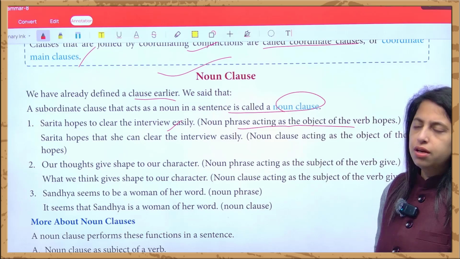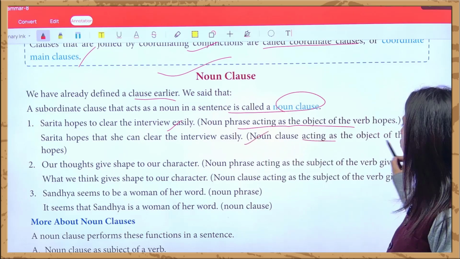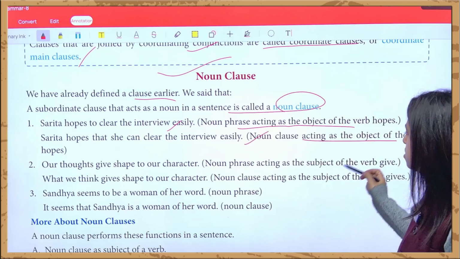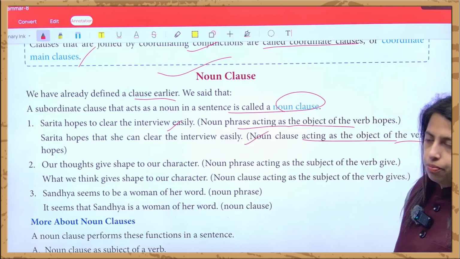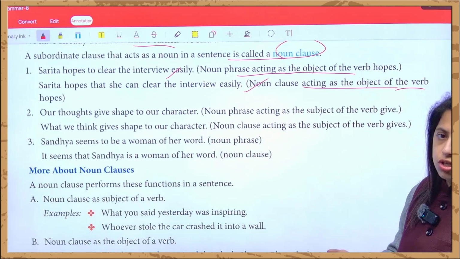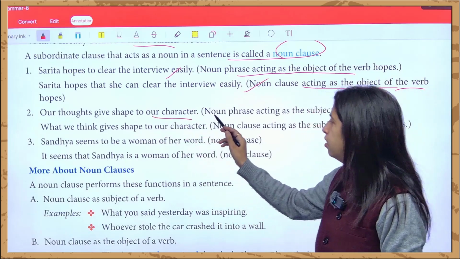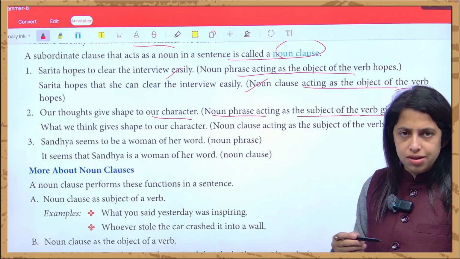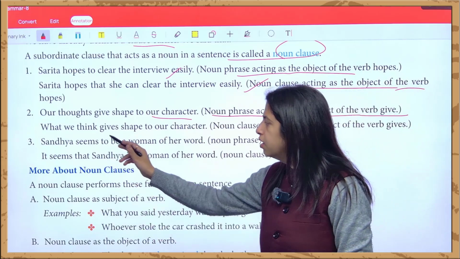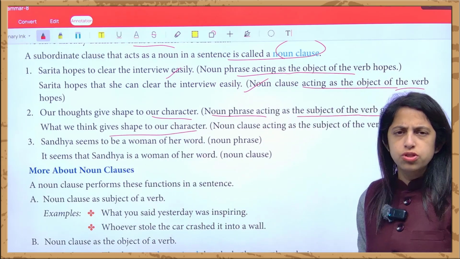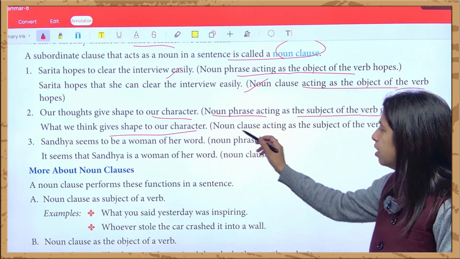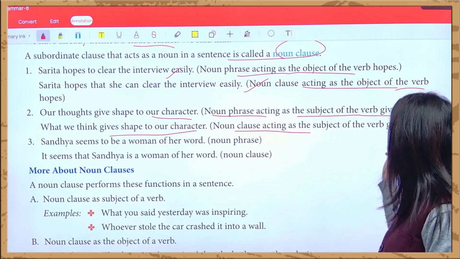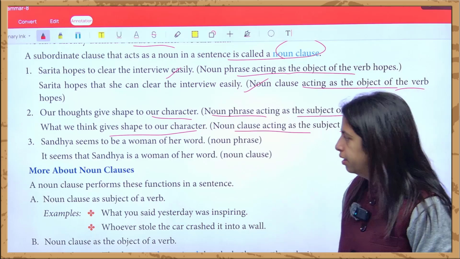Sarita hopes that she can clear the interview easily. और noun clause यहाँ पे act कर रहा है as the object of the verb hopes, right? Our thoughts, they will give the shape to our character. Noun clause will act as the subject of the verb. Over here it's give, right? What we think gives the shape to our character. जो हम सोचते हैं वही हमको. Noun clause will act as the subject of the verb which is given over here.